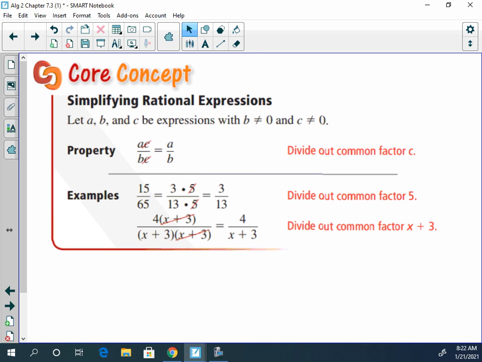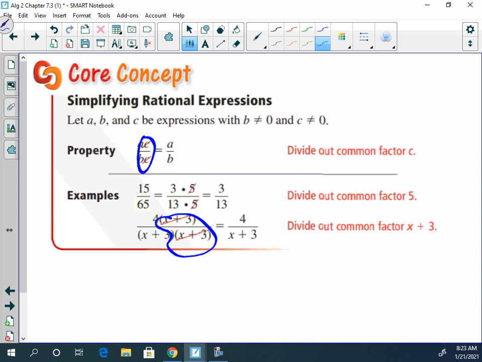Now, simplifying rational expressions is really simplifying anything that's in common on top and bottom. It doesn't just have to be a number. We can also have expressions, like x plus 3 and x plus 3. If it's in common on top and bottom, we will simplify it out completely.